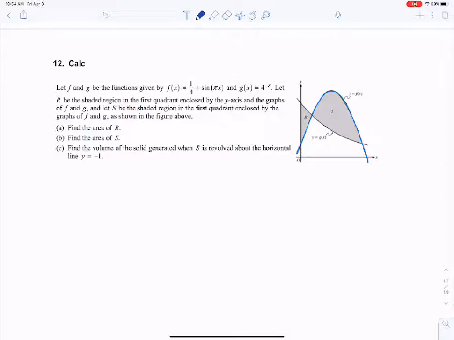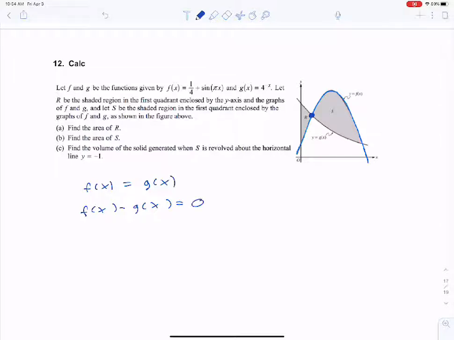In order to find the area of region R, I think you guys would agree I need to do two things. One, I need to determine where these two functions intersect, because I'm going to be integrating from 0 to that point of intersection. So in order to do that, I'm going to take f of x and set it equal to g of x. And then I'm going to say f of x minus g of x equals 0.